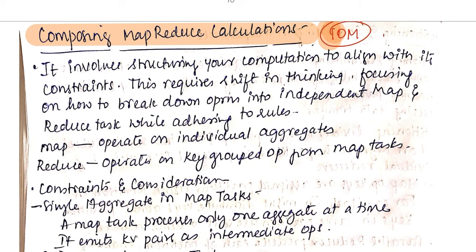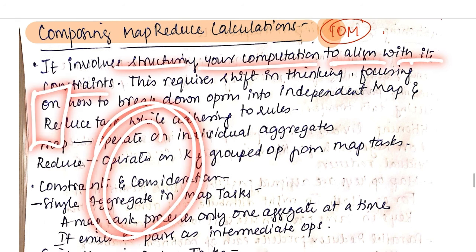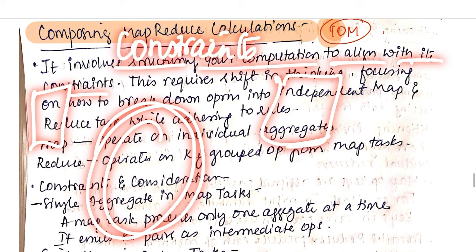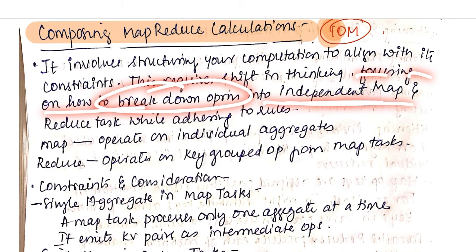So again, we have to explain this with a figure. Composing calculations in the MapReduce framework will involve structuring our computation to align with its constraints. Whatever computation we perform should align with the input data, output data, and all the constraints which are provided, right? In order to compute the calculations, we have to focus on how to break down the operations into independent map and reduce tasks while obeying the rules here.